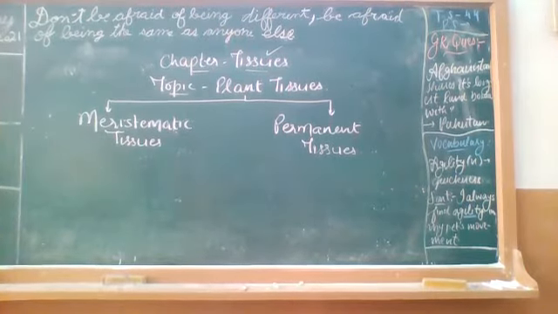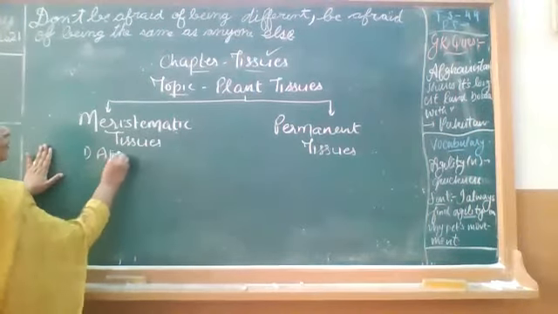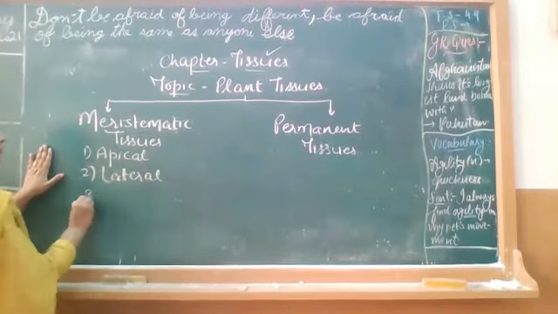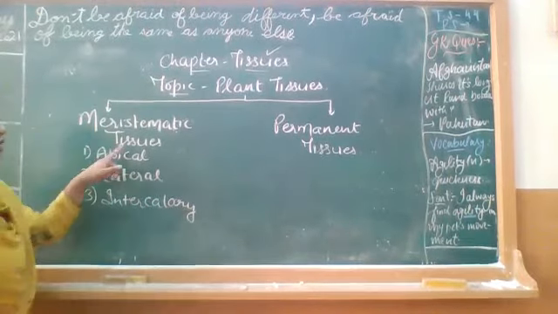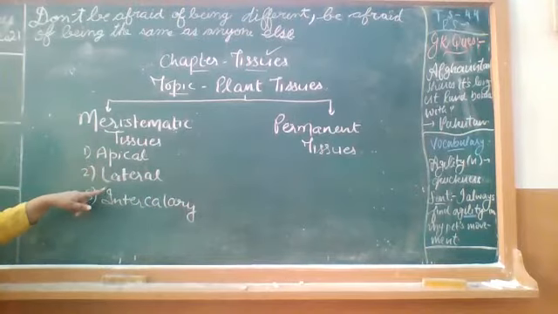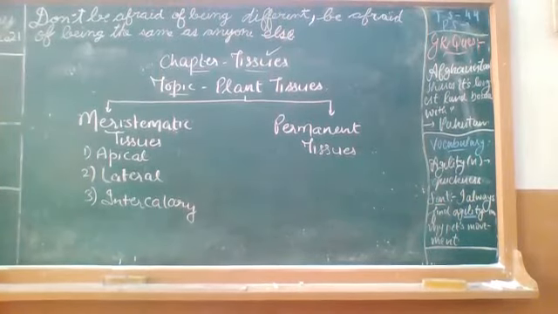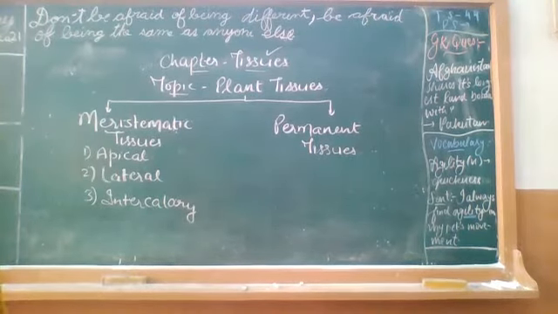Depending upon the region where they are present, meristematic tissues are of three types. First is apical meristem, second is lateral meristem, third is intercalary meristem. Plant tissues are of two types: meristematic tissues and permanent tissue. Meristematic tissues means dividing tissues, and depending upon the region where they are present, these are of three types: apical, lateral, and intercalary.